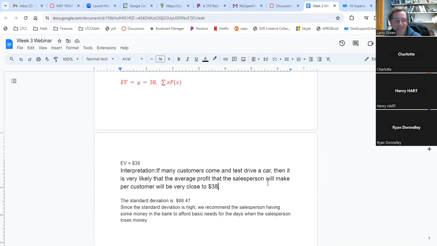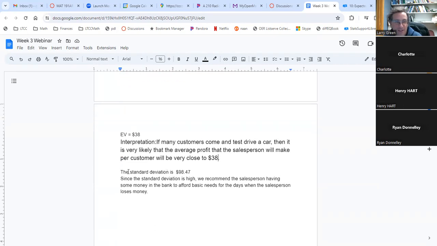And then the not general one, but the specific one, is if many customers come and test drive a car, then it is very likely that the average profit the salesperson will make per customer will be very close to $38. Absolutely, it's mentioned in the chapter video. It's so important, that's a biggie. It's not exactly the same example as in the chapter video, but not that different.